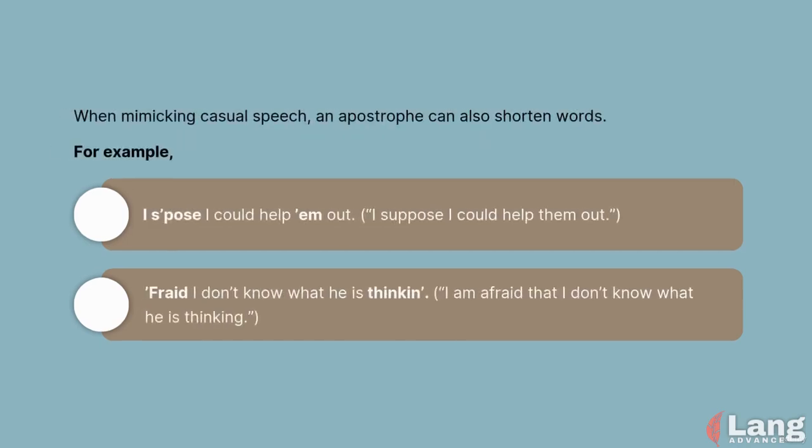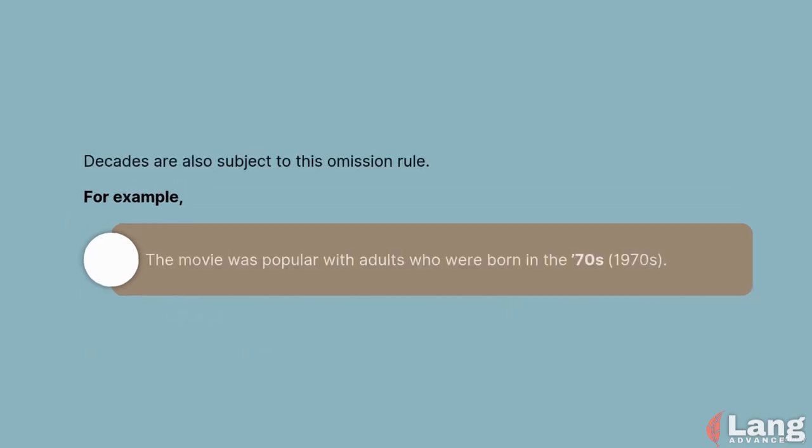When mimicking casual speech, an apostrophe can also shorten words. For example, I suppose I could help 'im out. It means I suppose I could help him out. Afraid I don't know what he's thinking. It means I am afraid that I don't know what he is thinking. Decades are also subject to this omission rule. For example, the movie was popular with adults who were born in the '70s. It means 1970s.